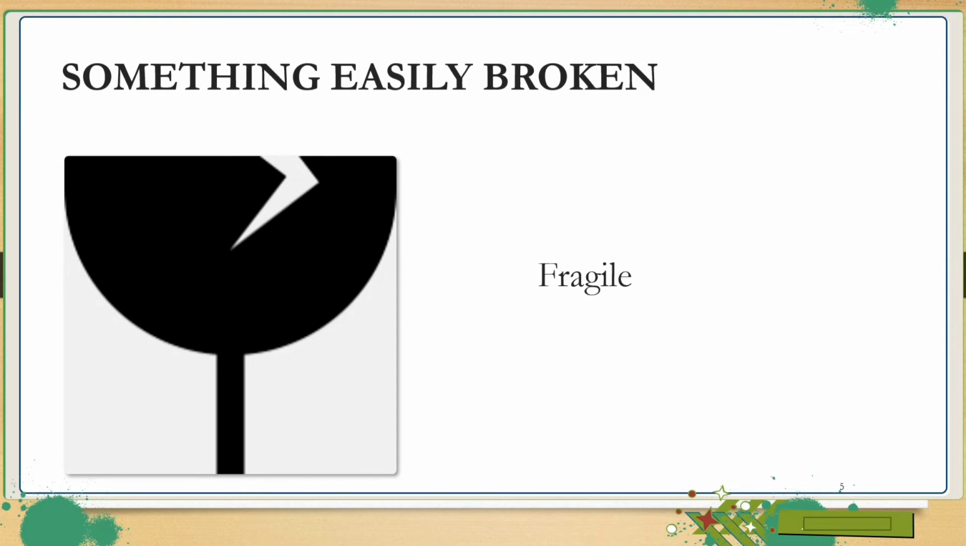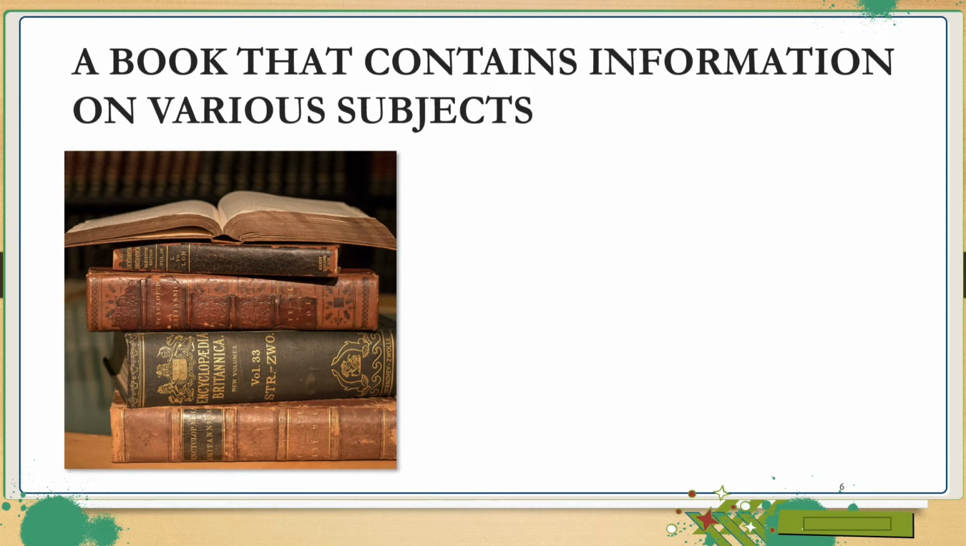Okay, so our next one is a book that contains information on various subjects. Now, in our libraries, there are some large books which are multi-topic, and those books are basically encyclopedias. So, encyclopedia is a book that contains information on various subjects.